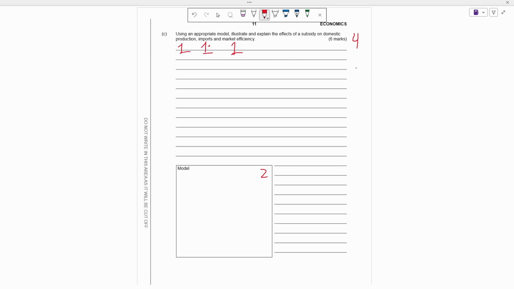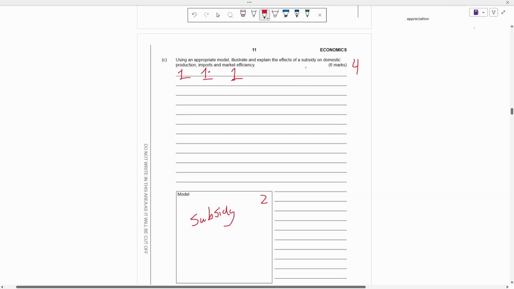Now that extra mark could be anywhere. It could be including enough detail in your explanation, or maybe using the model within your explanation, right? But it doesn't matter because we're going to be doing both of those. So let's do the planning. Our model is going to be a simple, generic subsidy graph. Now for explanation, let's start.